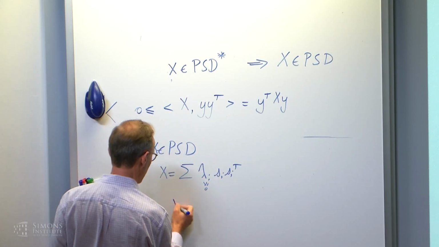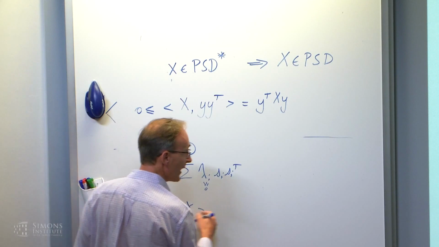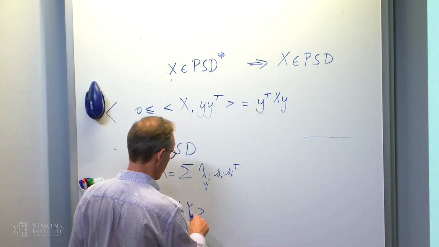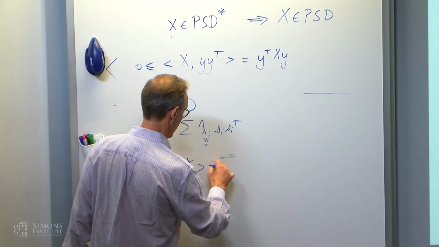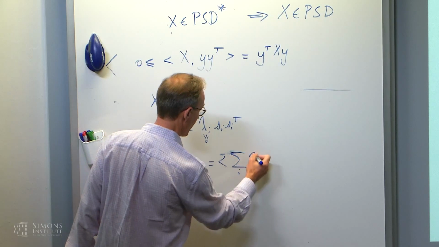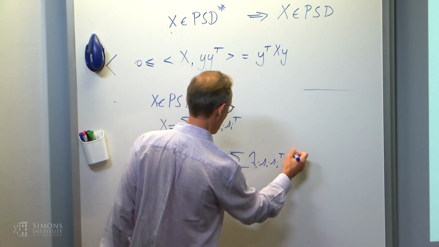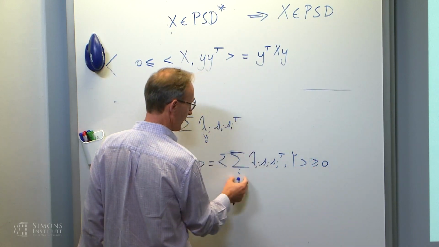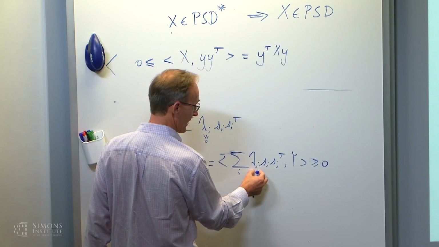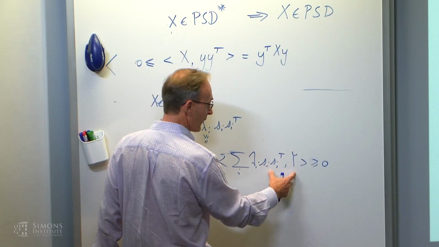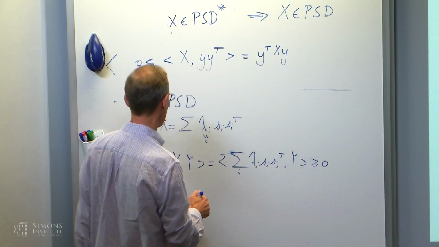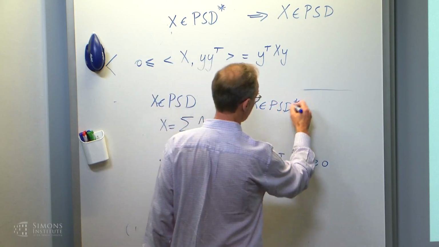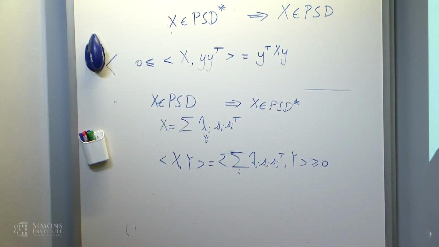And so now, if I take X inner product with Y for any positive semi-definite Y, then I get that this is equal to the sum over i of lambda_i times v_i transpose Y v_i. And so this is greater or equal to 0, because this is the sum over i of lambda_i times this quadratic form, which is non-negative because Y is positive semi-definite. So that means that X also belongs to the cone. So it's self-dual.